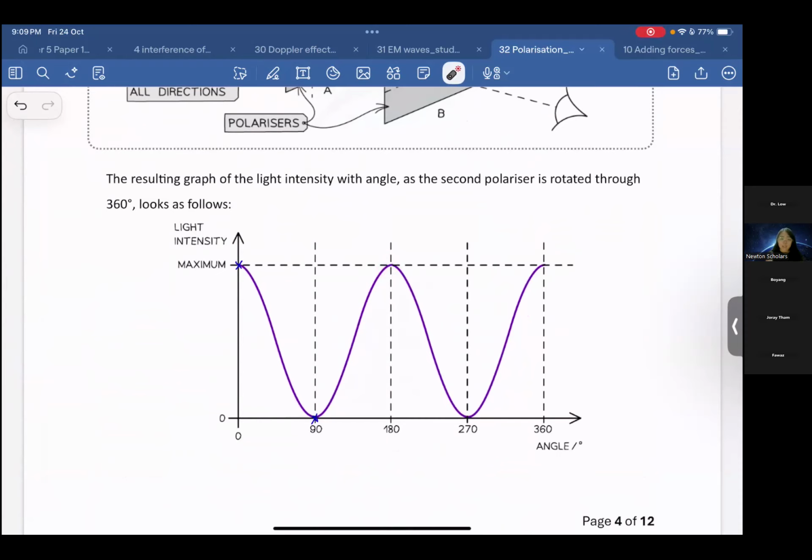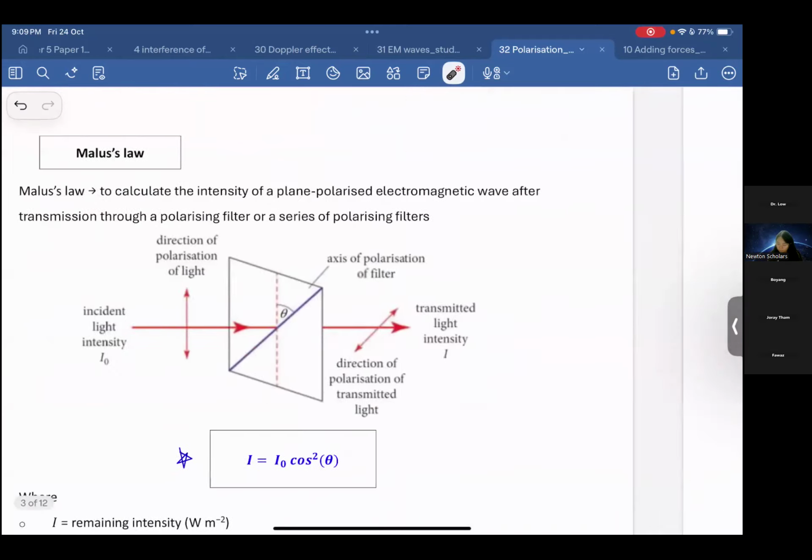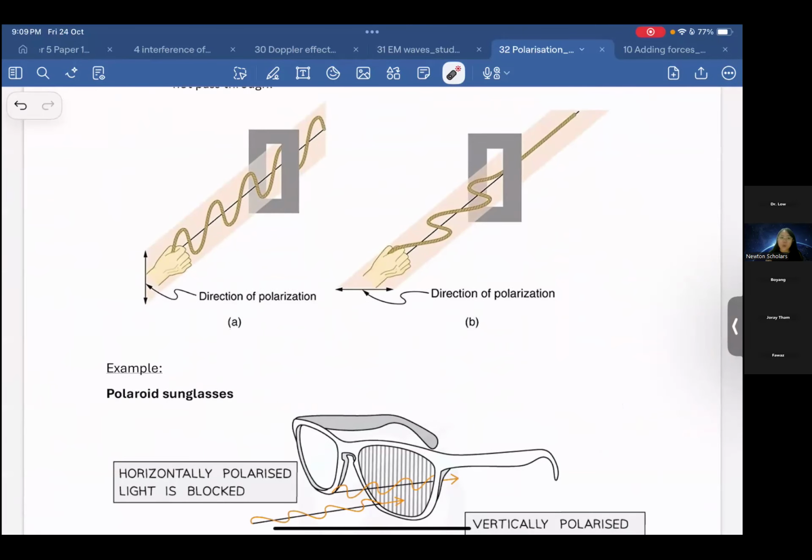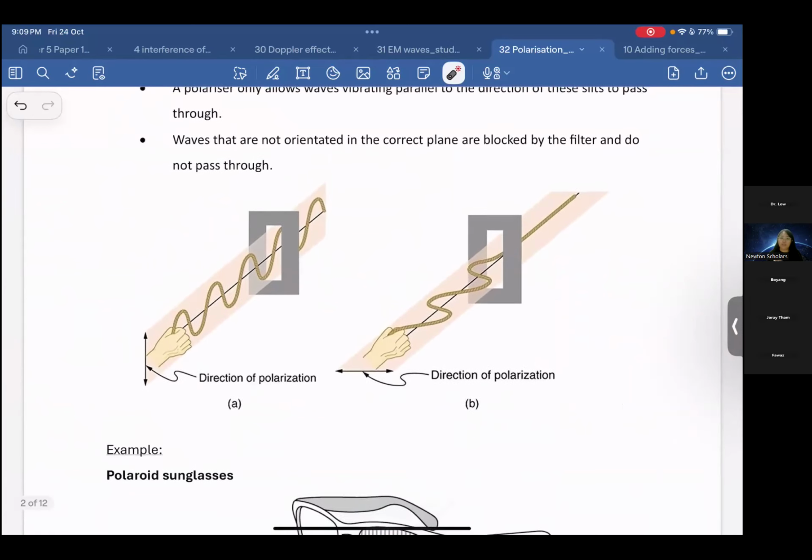Until here, is there any question? Are you able to get the idea? It's a new thing for you. Polarization is new for you. Okay, then I want to come back to talking about why longitudinal waves cannot show polarization.